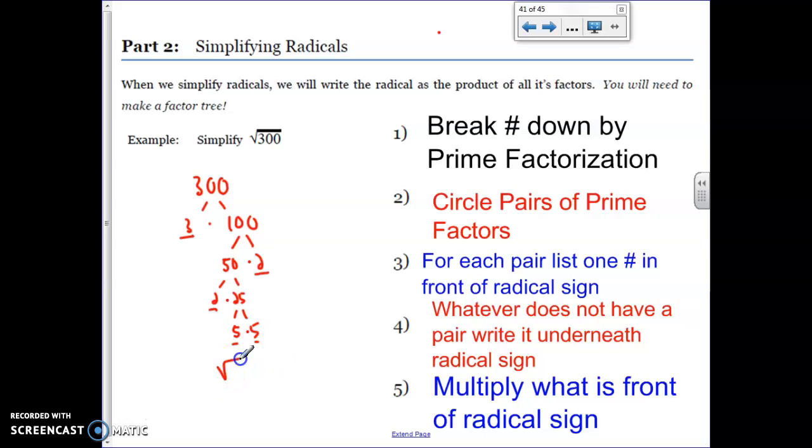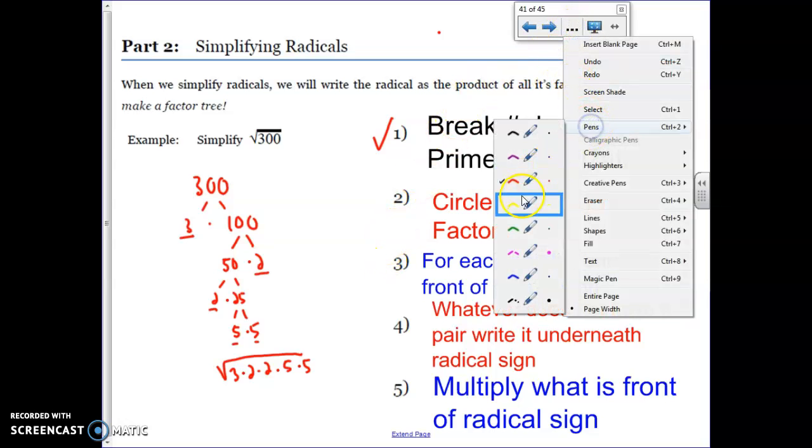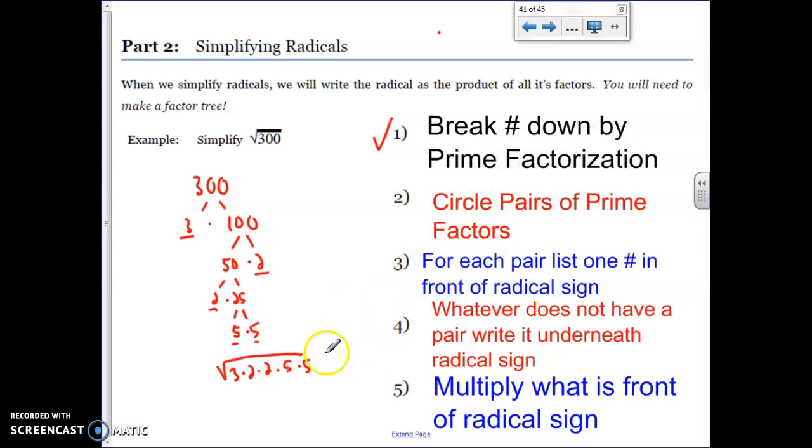So underneath the radical sign, I'm going to list all of the prime factors. So we have 3 times 2 times 2 times 5 times 5. So we broke the number down. Now what we're going to do is circle the prime factors that are pairs, or numbers that happen twice. So I have a pair of 5s, and I have a pair of 2s.